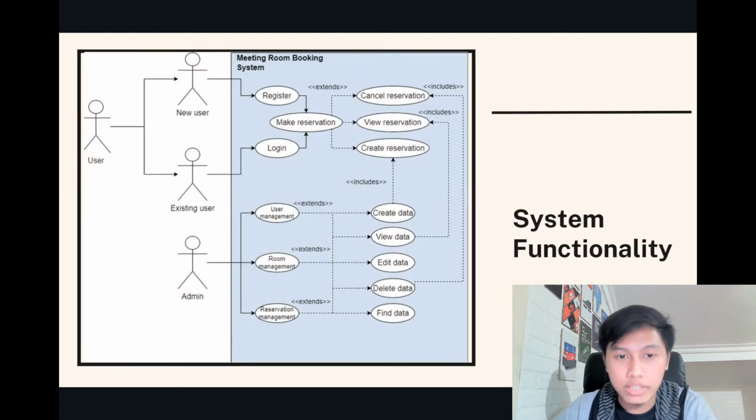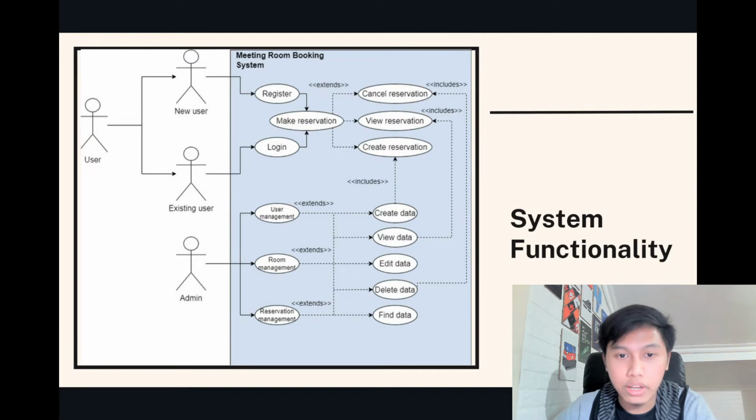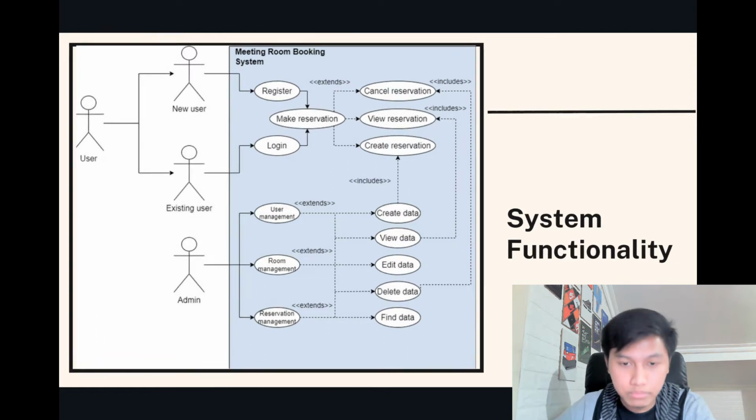So this is our use case diagram. Here there are 2 roles, user and admin. The users can make reservations after registering an account for a new user or logging in for an existing user in the database, while the admin can do user management and reservation management, where the management here includes viewing data, creating data, editing data, deleting data, and finding data.